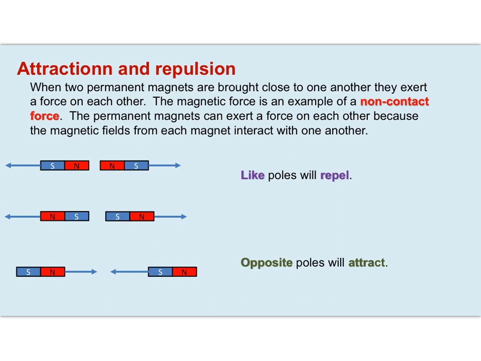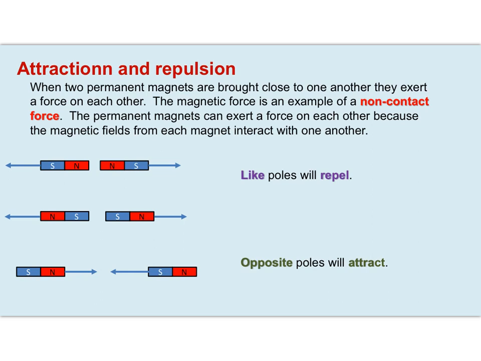We can now look at attraction and repulsion. So when 2 permanent magnets are brought close to one another, they exert a force on each other. The magnetic force is an example of a non-contact force. So it's a force that acts at a distance. The idea is that the magnets don't actually physically need to touch one another in order to exert that force. How they exert the force on one another is due to the magnetic field lines that go around the magnet. So the permanent magnets can exert a force on each other because the magnetic fields from each magnet interact with one another, and that causes either attraction or repulsion.